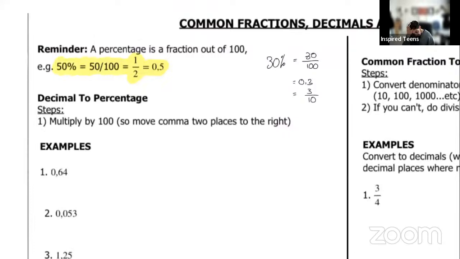Multiply by 100, so move the comma 2 spaces to the right. Yes, exactly. If you want to convert a decimal to a percentage, that's all you do, multiply by 100, or move the comma 2 spaces to the right.